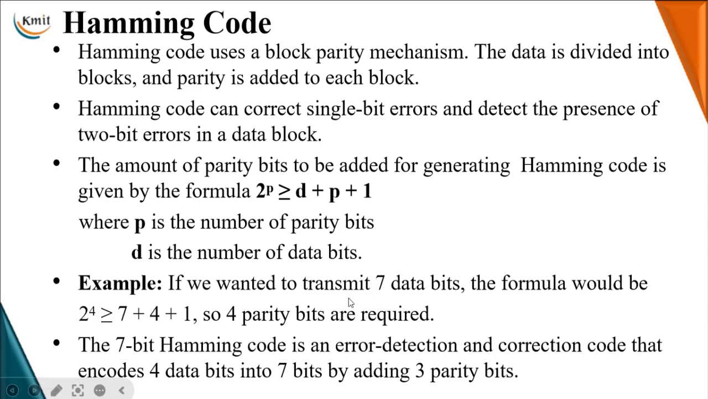If I add those minimum 4 parity bits to my data bits, my Hamming code has a total number of 11 bits. 7 plus 4 becomes 11 bits.